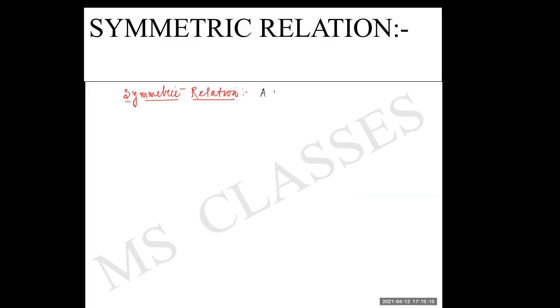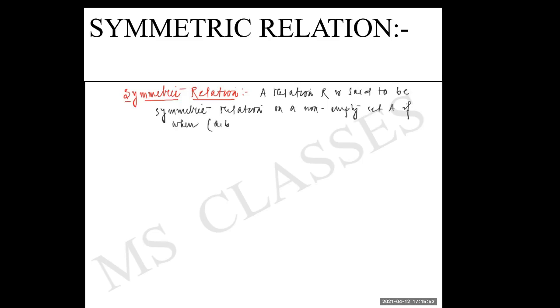Our relation R is said to be a symmetric relation on a non-empty set A if, when (a, b) belongs to R, then (b, a) also belongs to R, where a, b belong to set A.